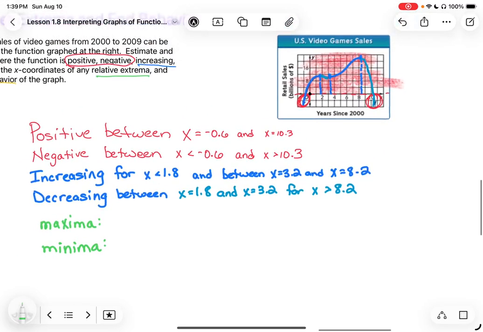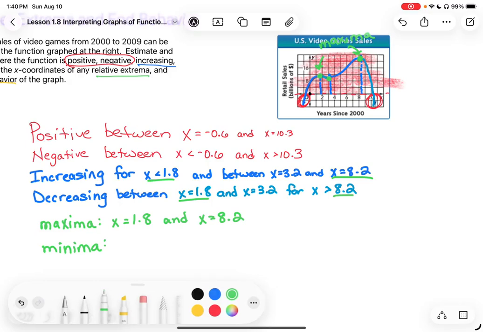Those are fine. The maxima and minima are really easy to find, though, because they're the spots where it changes from increasing to decreasing. So we had one right here, one right here, and one right here. The spots where it changes from increasing to decreasing, this one and this one, are going to be maxima. So we've got two of those. We've got one at 1.8, and another one at 8.2. We know those are the numbers because we used 8.2 and 1.8 as our estimations.